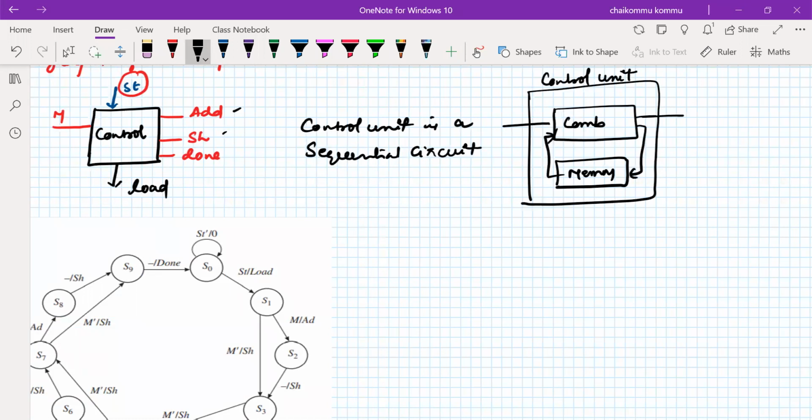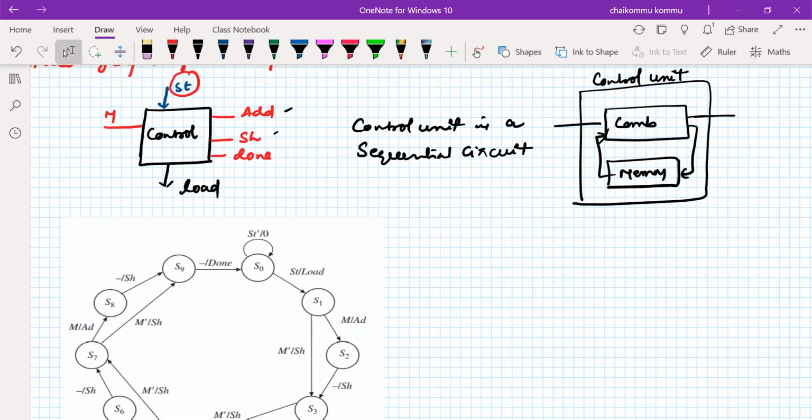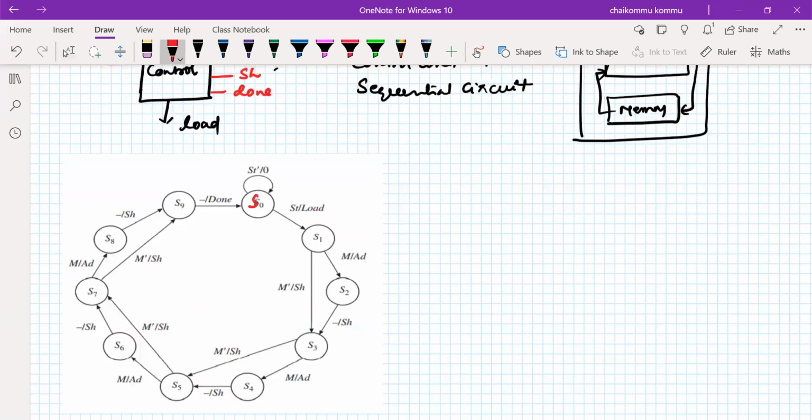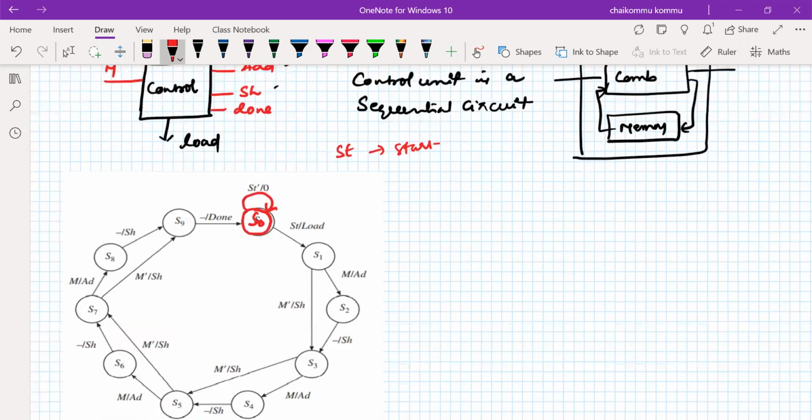If it is a sequential circuit, obviously we can define the state of the system. That means the content available in the memory. So we consider S0 as the state of the system. For example, you are in this particular state. Now, if the start signal is not there, ST stands for start signal, you must remain in the same state. Don't change the content of the memory.